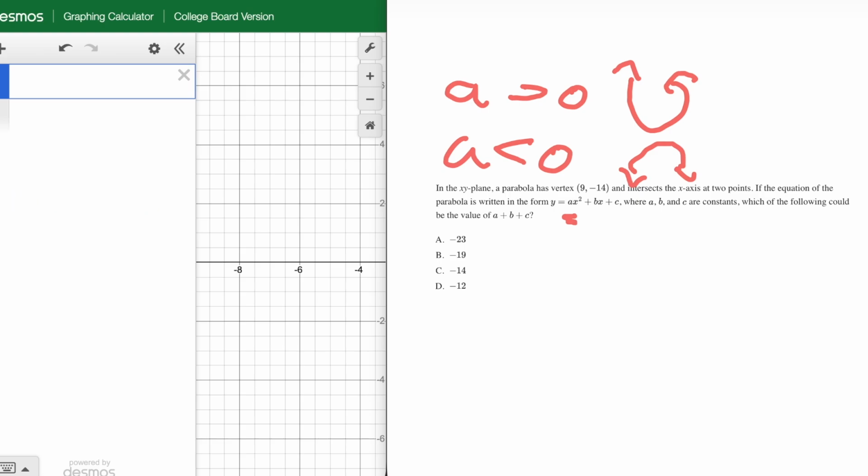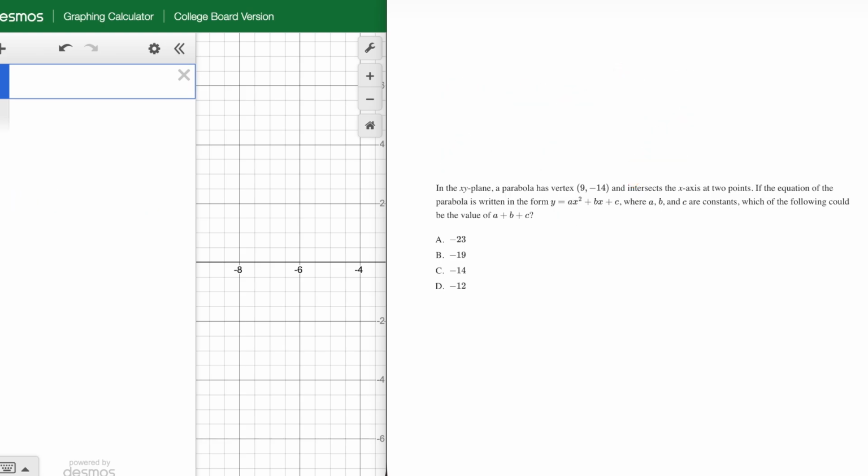So now let's get started with this example problem. It says, in the xy plane, a parabola has the vertex at (9, -14) and intersects the x-axis at 2 points. If the equation of the parabola is written in the form y equals ax squared plus bx plus c, where a, b, c are constants, which of the following could be the value of a plus b plus c?